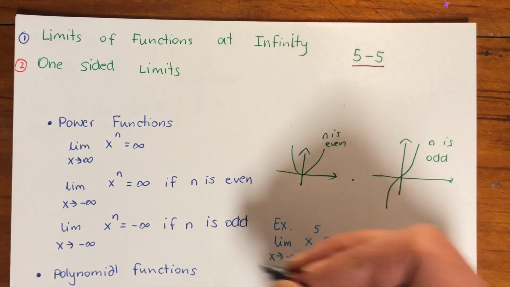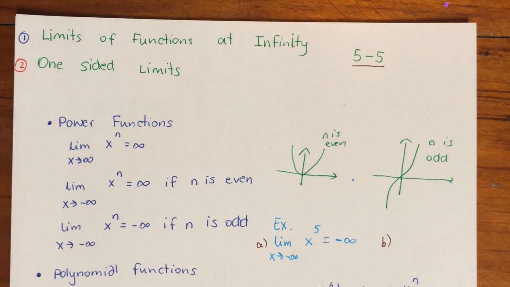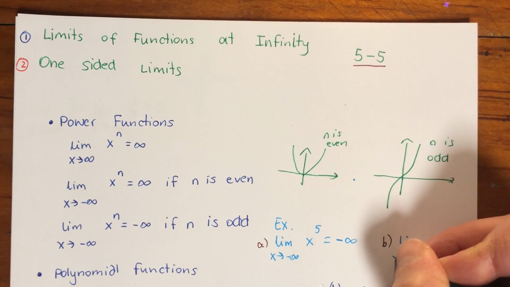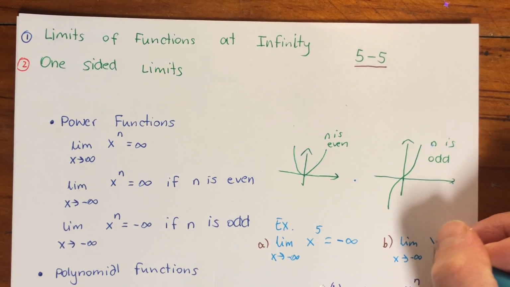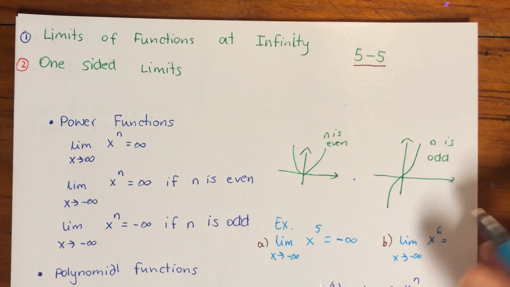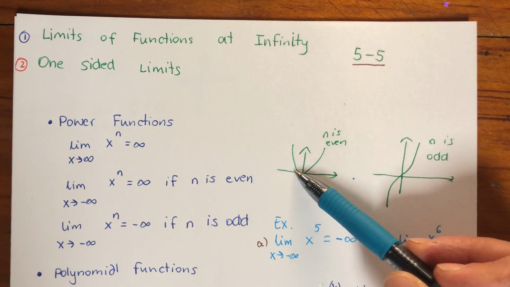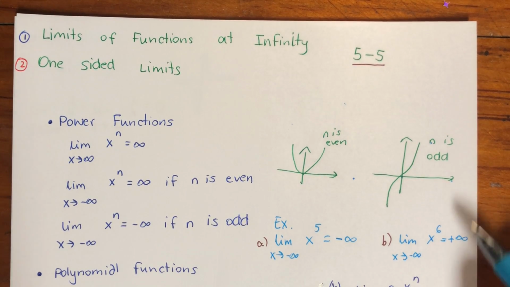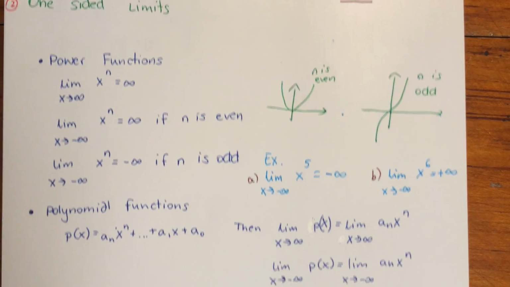What if I have another example? I'll call this one my A, and here's my B. Limit as x goes to negative infinity, what if I have x to the power of 6? Well, this is an even exponent, so the behavior of the function will look like that. So I know that this is positive infinity. This is going to be important also for the polynomial function. So let's take a look at the definition.